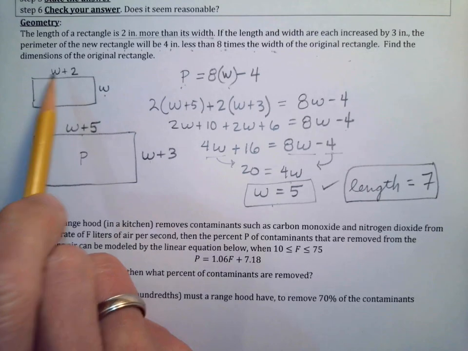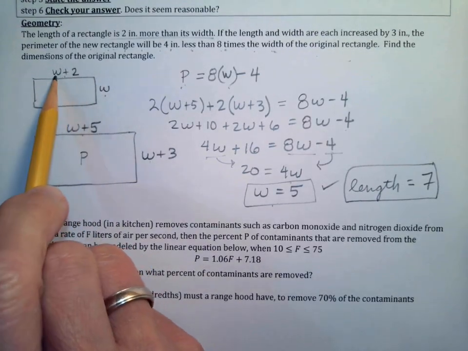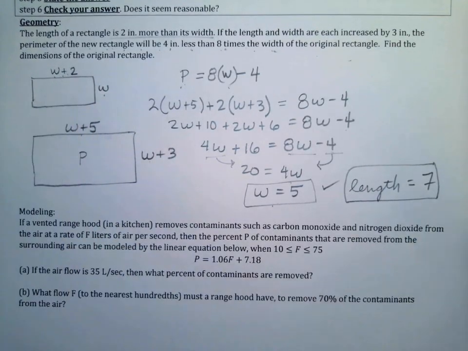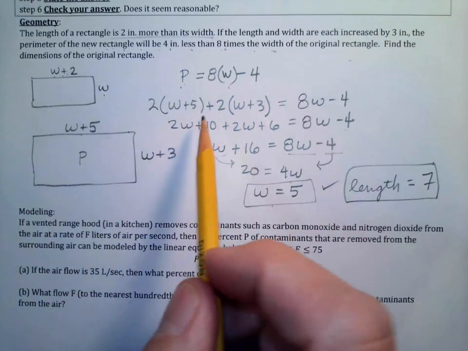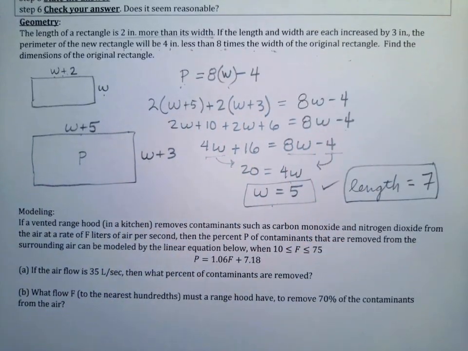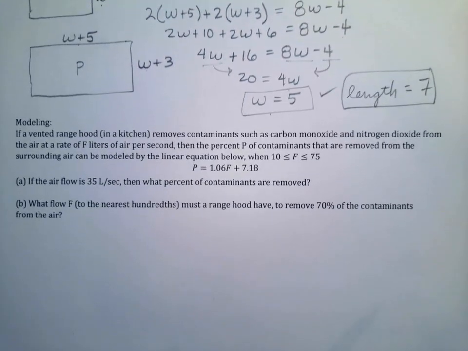Length of 7, because I'll look up here, right? The length is 2 more than the width, so that's got to be 7. Okay, and then you can plug that in to make sure that it works in the original one. That wouldn't be a bad thing to do. Okay. All right, let's look at modeling.